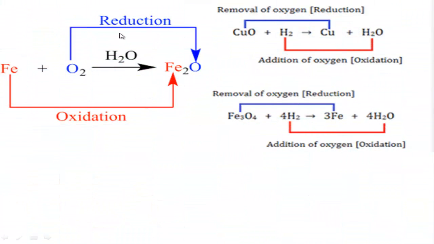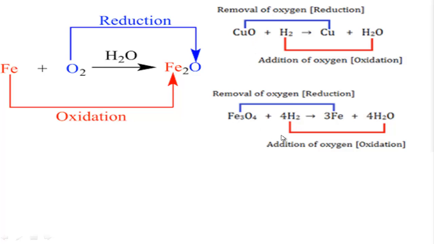So magnesium is the reducing agent, and here oxidation occurs, so lead oxide is the oxidizing agent. Now follow more examples. When cupric oxide reacts with hydrogen and is converted into copper and water, this is the oxidation part, addition of oxygen, and this is the reduction part. So this is the reducing agent, this is the oxidizing agent.